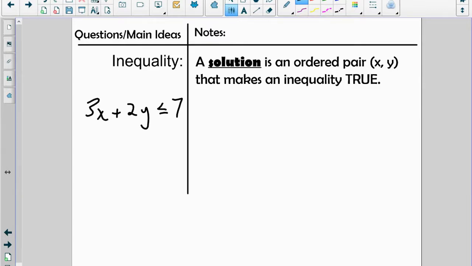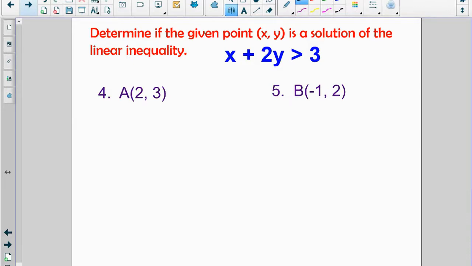Let's look at an example. Here we're going to determine if these two points, A and B, are solutions to this inequality: x plus 2y is greater than 3. All we have to do is substitute the values of x and y from our ordered pair into the inequality and check to see if it makes the inequality true. If it makes it true, the ordered pair is a solution. If it makes it false, the ordered pair is not a solution.